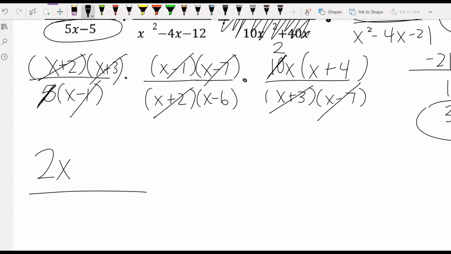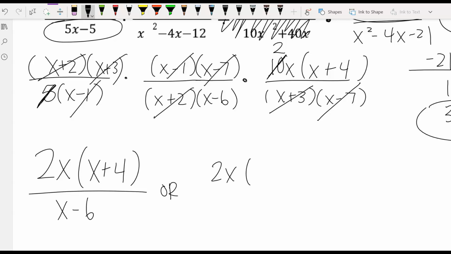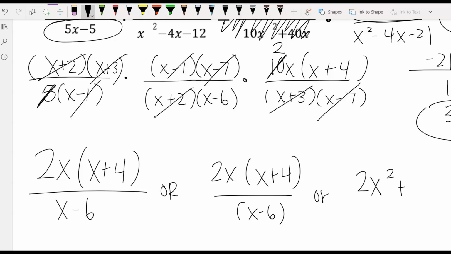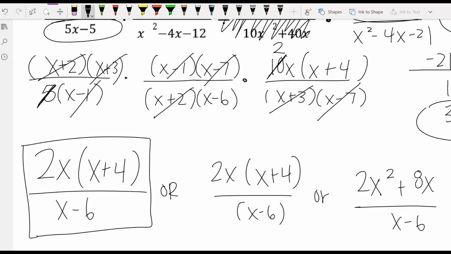Let's see, x plus 4. Nope, that's going to be on top. And then looking at the bottom, we didn't cancel an x minus 6. So that's going to be left over on the bottom. When it's left over on the bottom like this, you don't need your parentheses. But you could write it with parentheses if you wanted to. You could also distribute the 2x. So it'd be (2x² + 8x)/(x - 6). But just know this is your answer.